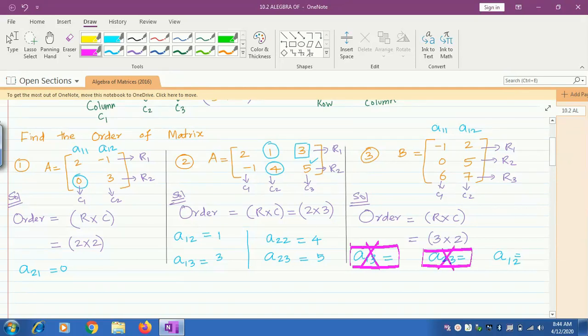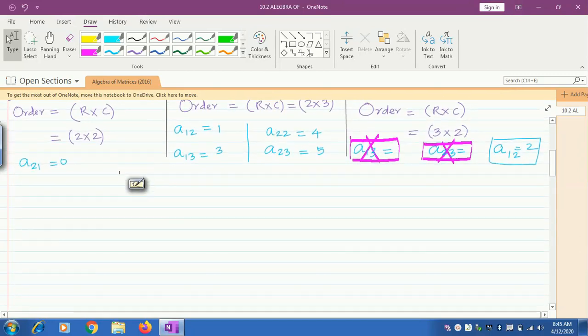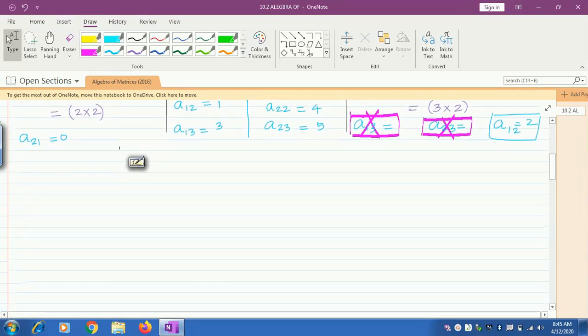And what about this one? A12, A12, A12 is this one. This is equal to, so this is your answer. So since this is the order of the matrices, now we are going to see the operation on the matrices: the addition, subtraction, and multiplication. First we will go through the addition of the matrices.